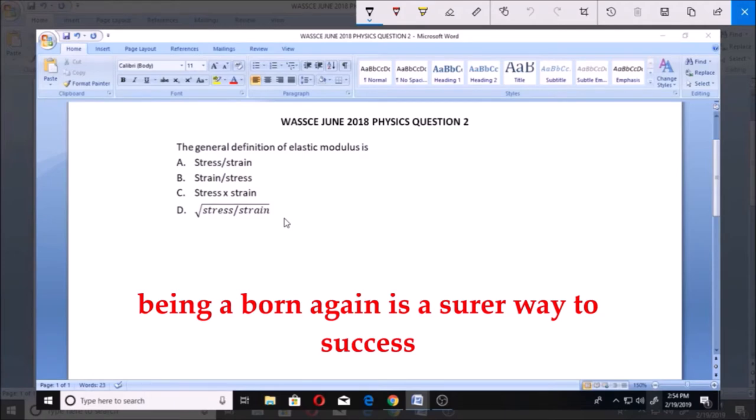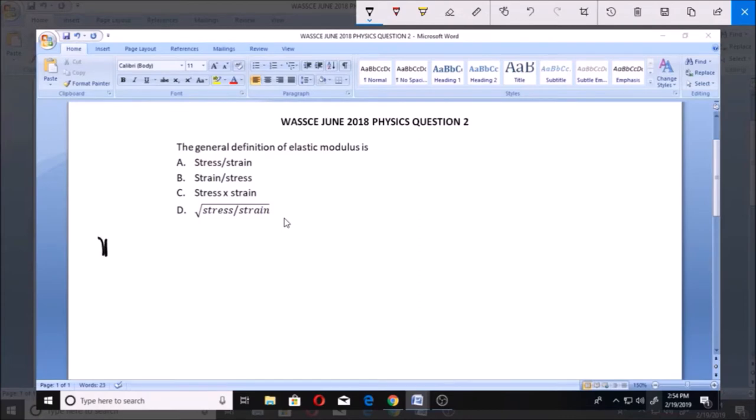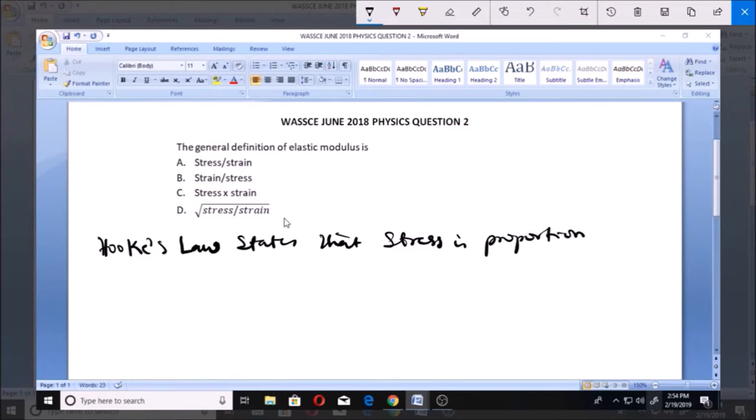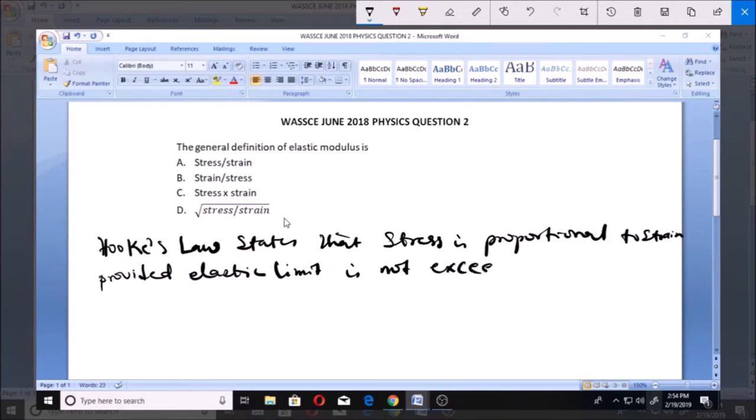For us to understand this problem, we need to understand the simple statement of Hooke's law, which states that stress is proportional to strain, provided the elastic limit is not exceeded. That's the statement of Hooke's law. If you want to put it mathematically, you say stress is proportional to strain.